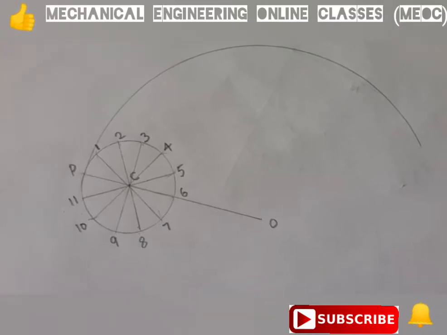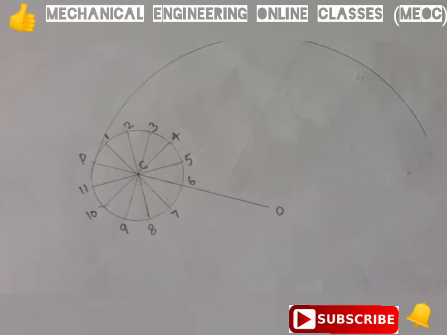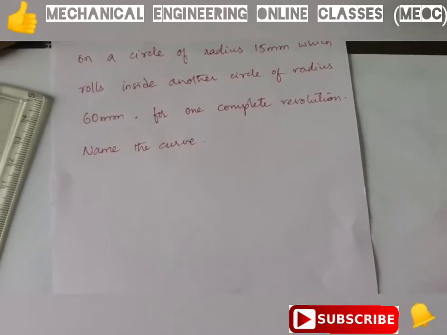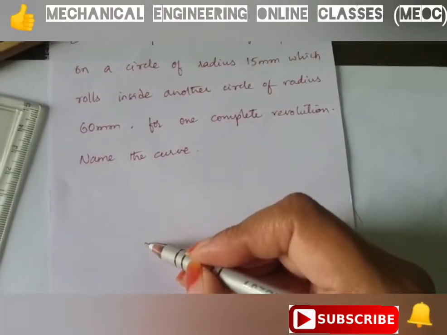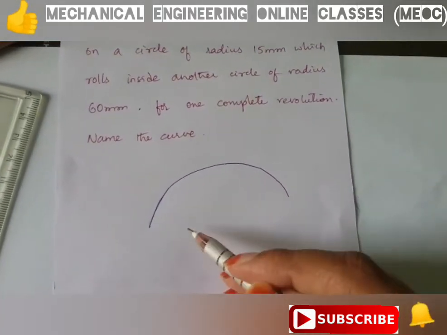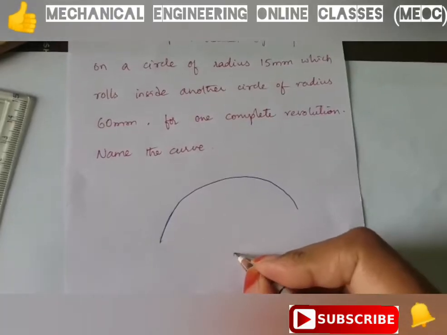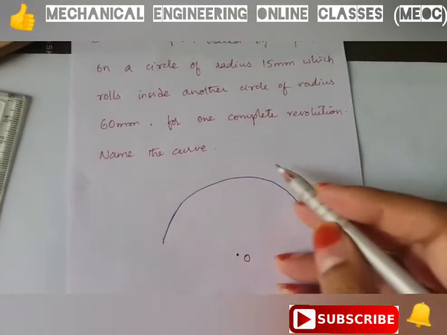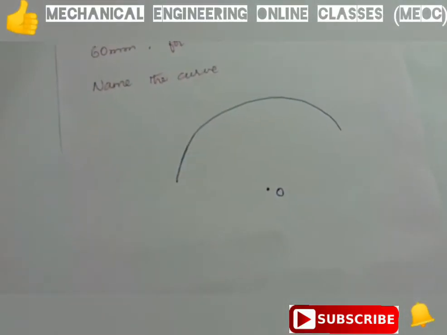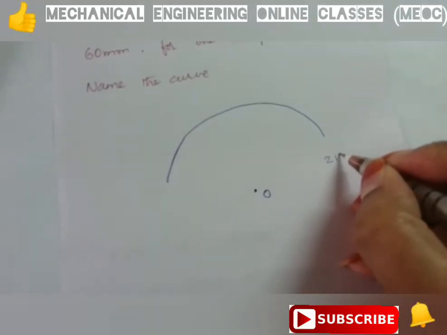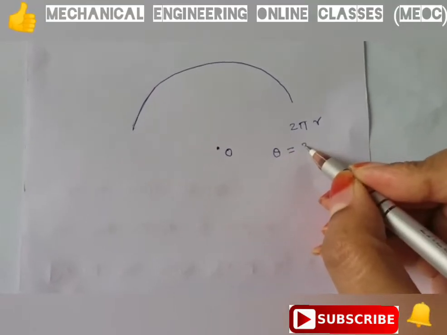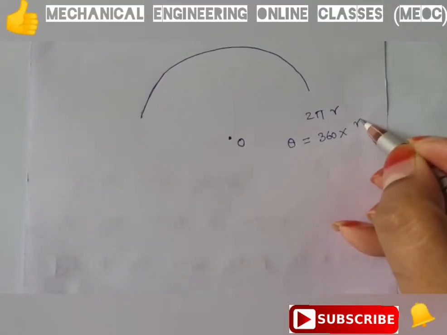If you do not know how to divide the circle into 12 equal parts, please follow the link given in the description box. Now our next step is to find out what is theta, which is subtended by the directing circle at the center O. The length of this arc on the directing circle is known to us as 2 pi into small r. We will find the theta value as 360 into small r divided by capital R.